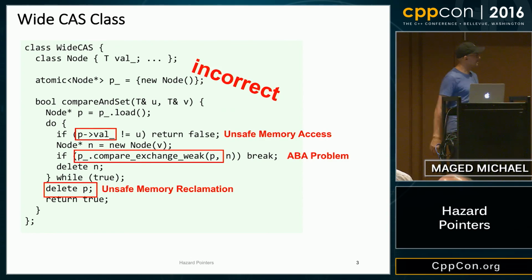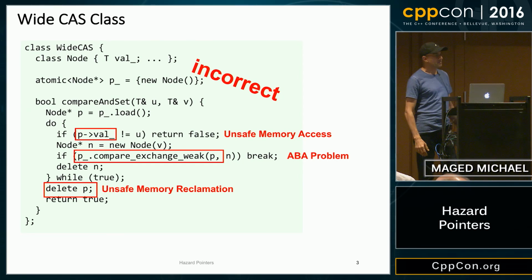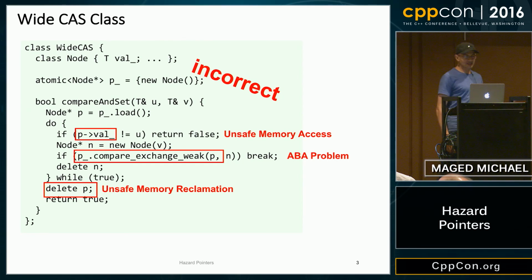This is incorrect because of multiple problems. When you access the value, this is unsafe access because you don't know if this block is actually still there and still accessible. You're doing compare and exchange using a value that you assume, if it's still there, means the original pointer hasn't changed, but actually it could have changed, and the meaning of that pointer has changed. So that's the ABA problem.